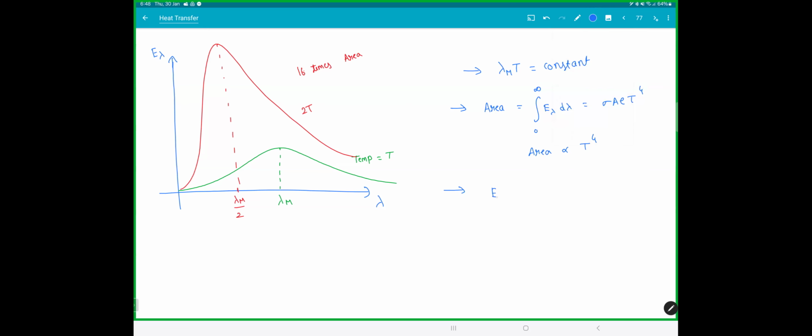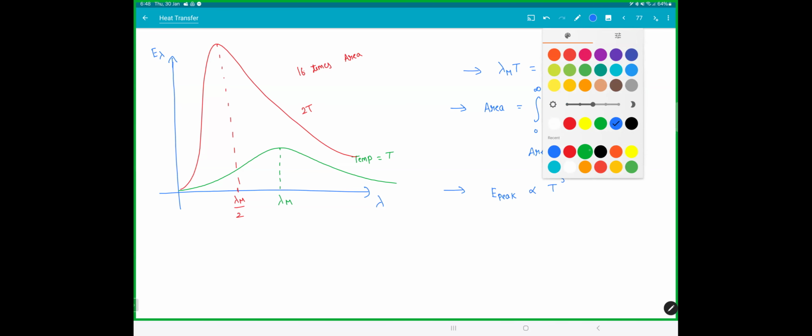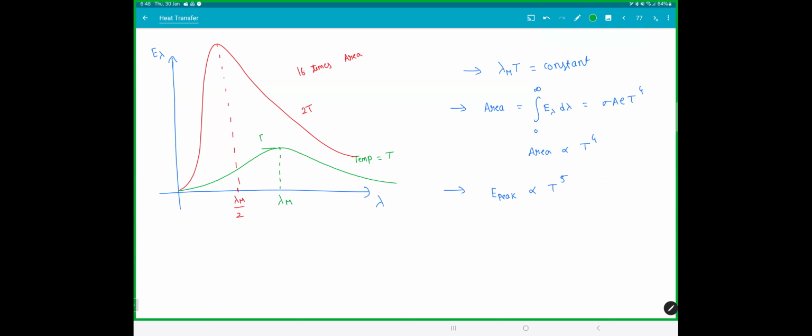Third, the E peak, now this is experimentally derived. So E peak is proportional to T power 5. This is again a pretty rare formula where in physics you have a power 5. That means if this is E peak, when you double the temperature, this gives you 32 times E peak. There, these are the three main things I can ask you: lambda m, area, and the peak value.